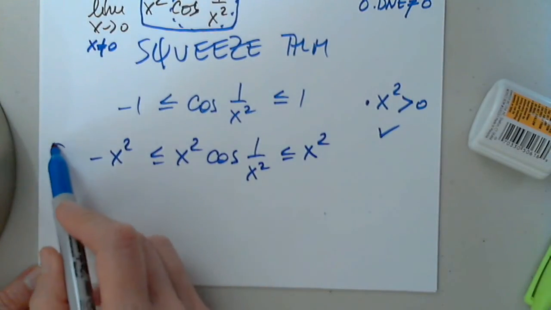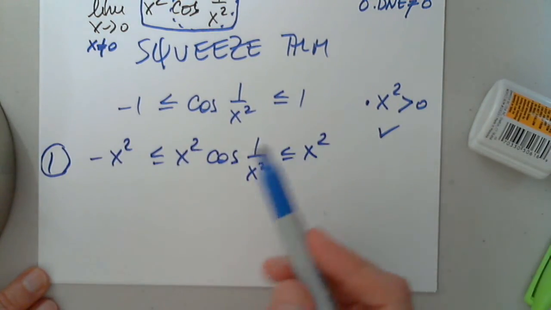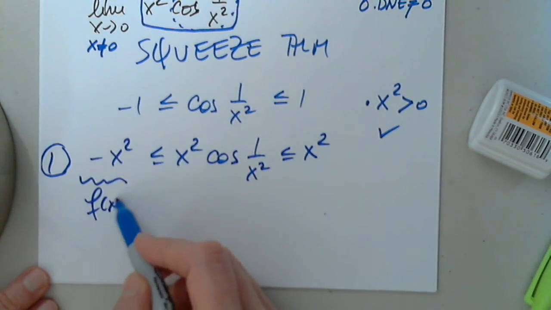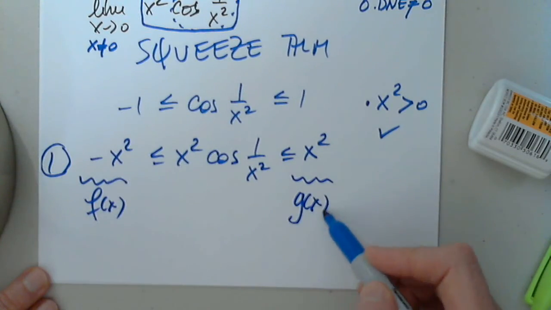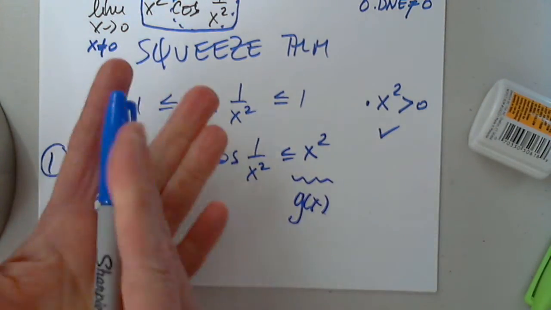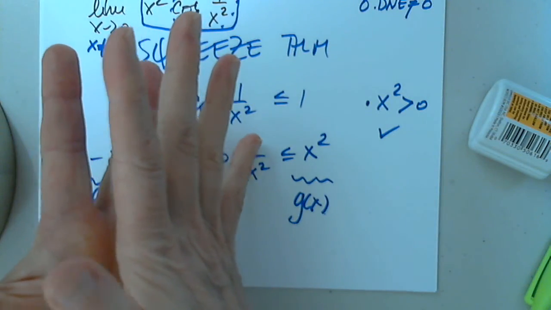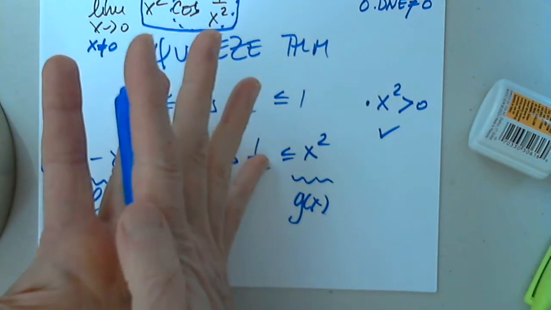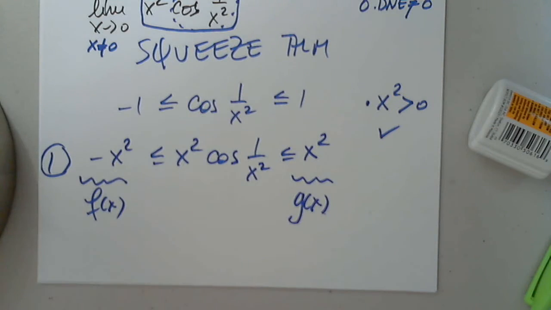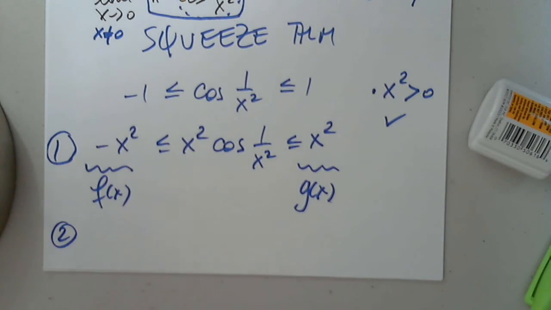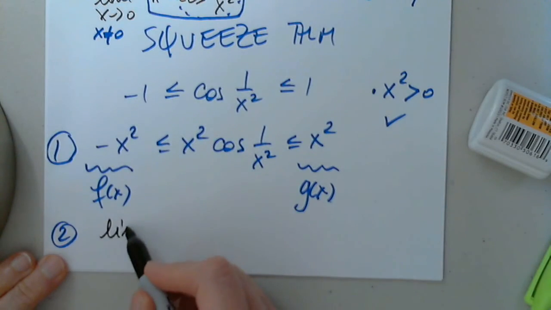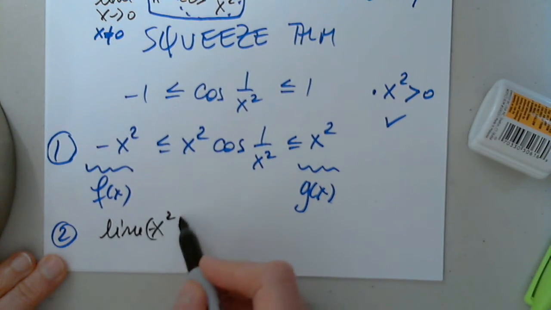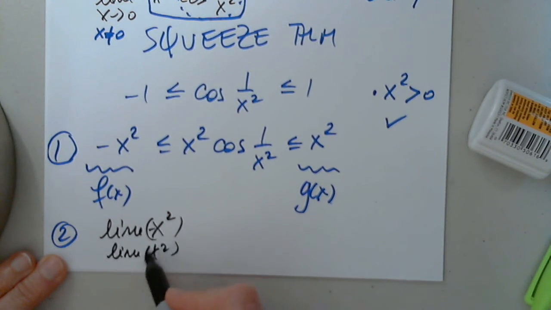So now this is step 1 of the squeeze theorem, in which this function is f of x and this function is g of x. So we show that it's squeezed. Negative x squared here and x squared here. Good. What is the second step of the squeeze theorem? Finding the limits for the 2 outside functions. Excellent. So the limit of negative x squared and the limit of x squared, of course, when x approaches 0. What are these?